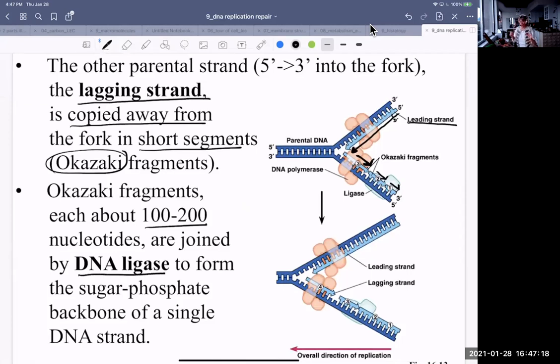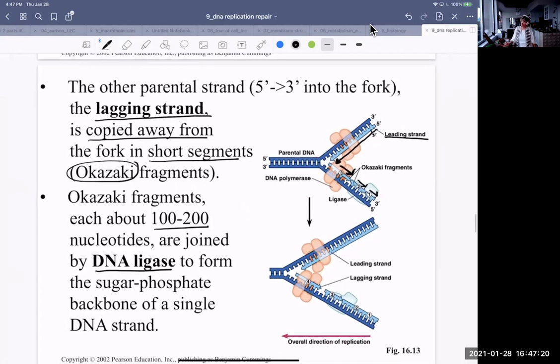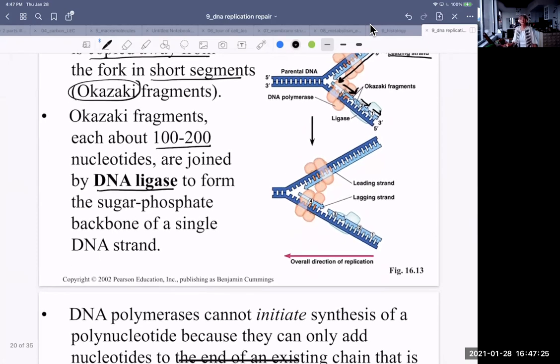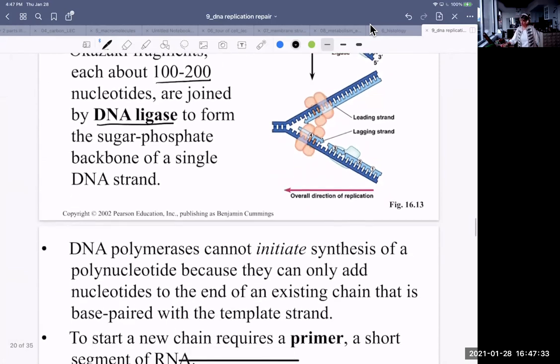Remember, the ligase is the glue. So that will form covalent bonds between the growing nucleotide strand.